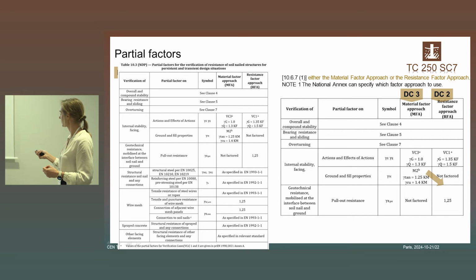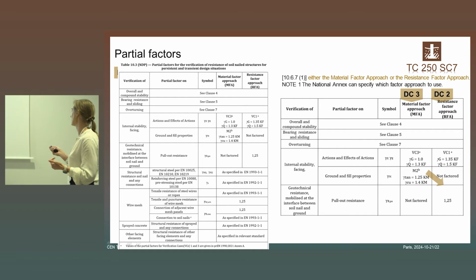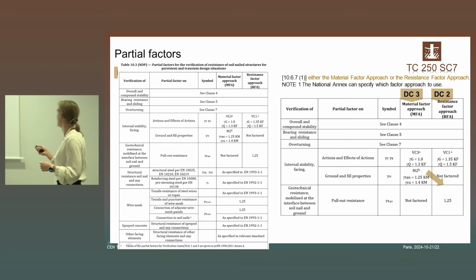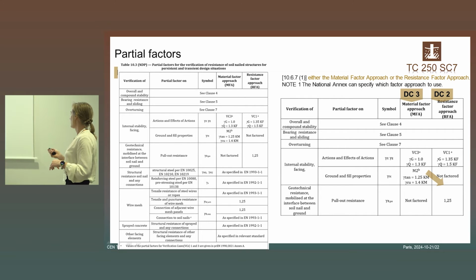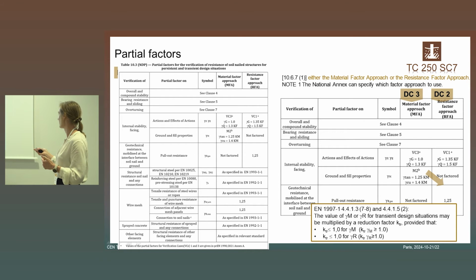And for the soil nails and facing, there are two approaches. We can use either material factor approach or resistance factor approach. I added here the specific values to make it easier to follow. And perhaps you can see that it also justifies why we use pull-out resistance partial factor of value 1.25, the same as for cohesion and friction angle in ground.